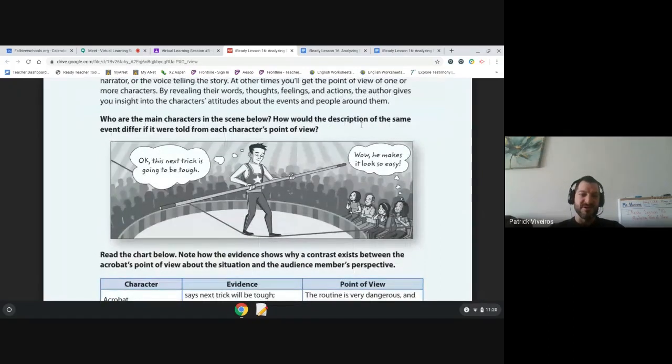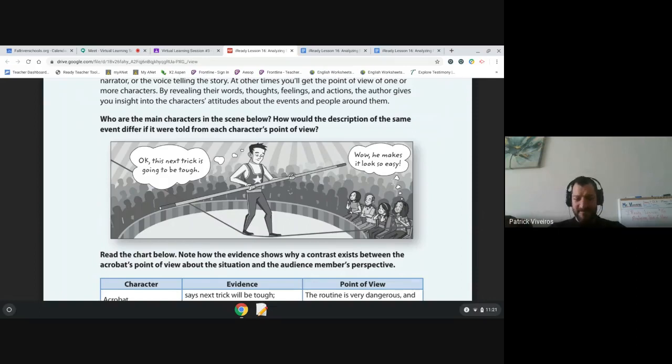How would the description of the same event differ if it were told from each character's point of view? So here we have what looks like, I forget what he called these guys, a high wire act or a trapeze artist who is doing some sort of balancing act on a tightrope. And it says, okay, this next trick is going to be tough. Meanwhile, you see the people in the audience saying that he makes it look so easy.